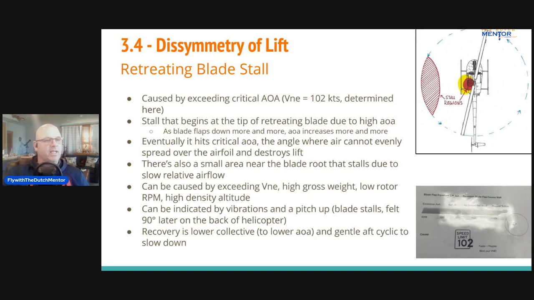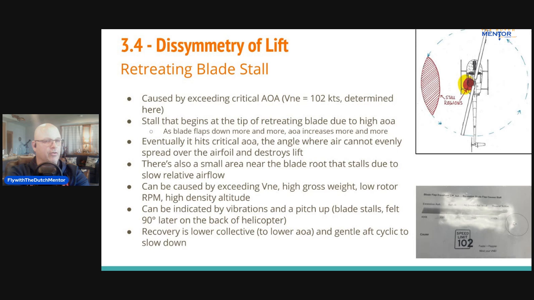The retreating blade stall can occur when we are going too fast. It's caused by exceeding the critical angle of attack. And again, this changes by aircraft, so you can look at the Pilot Operating Handbook for what that is. For the R-44 it is 130 knots, or it changes depending on weather conditions and weight. But once you start exceeding the critical angle of attack in the retreating blade, we're losing lift component.